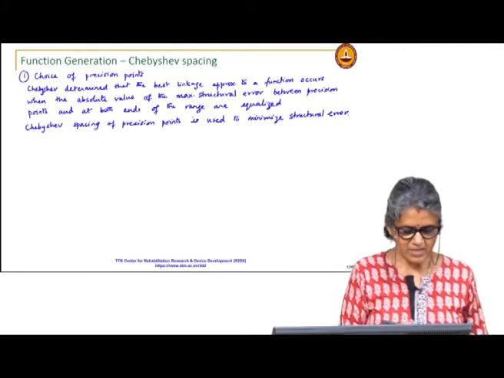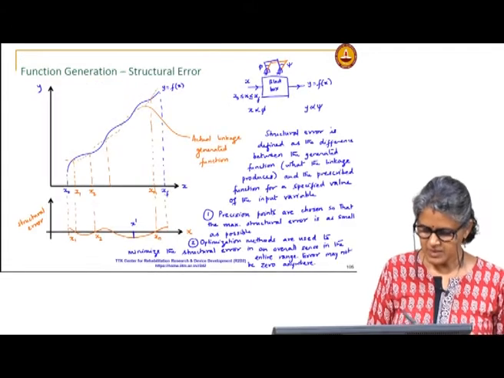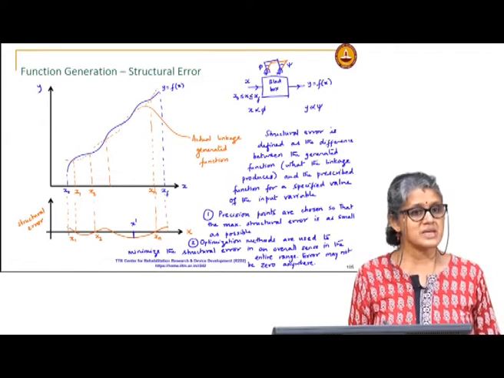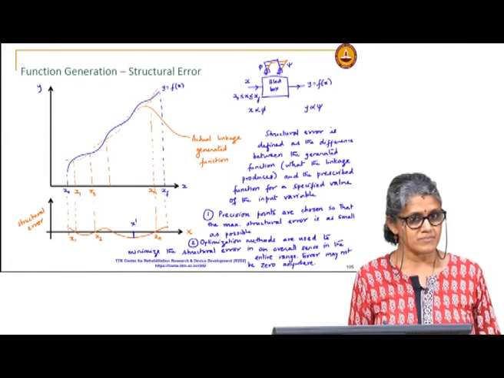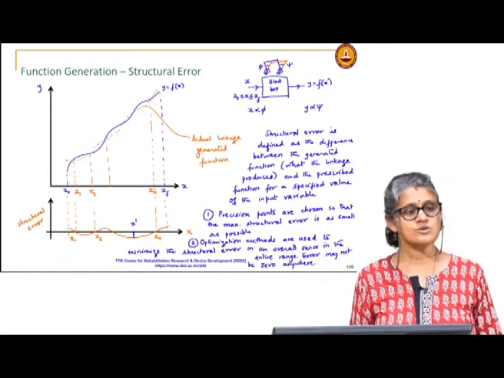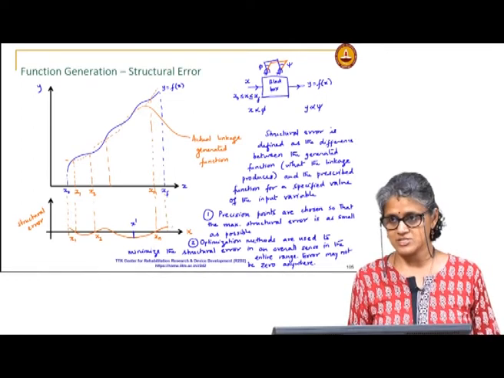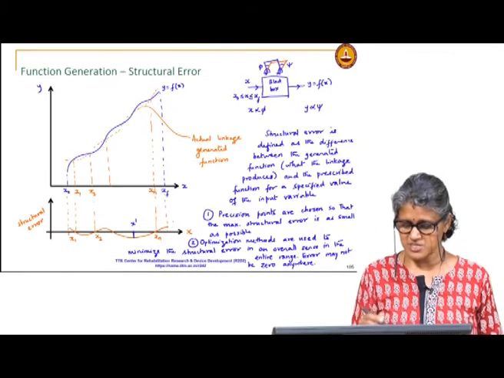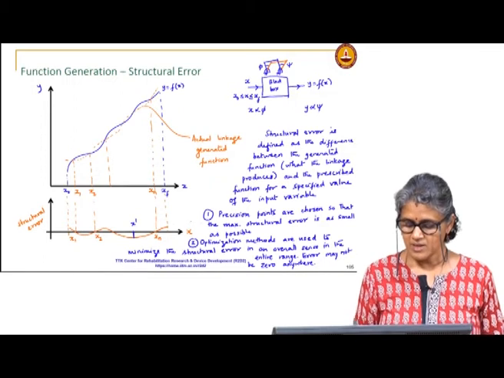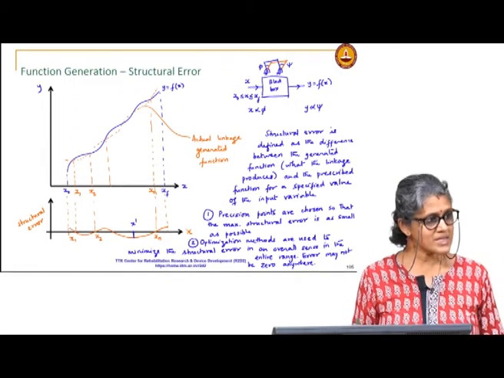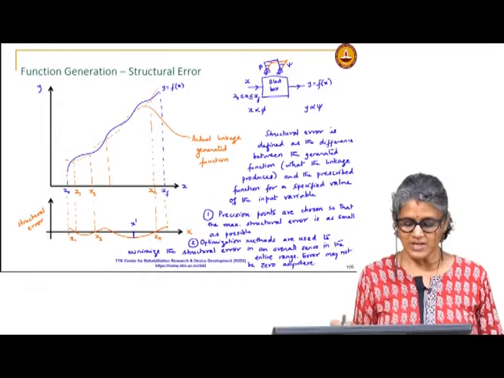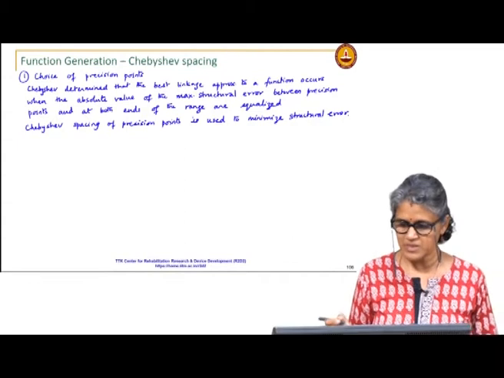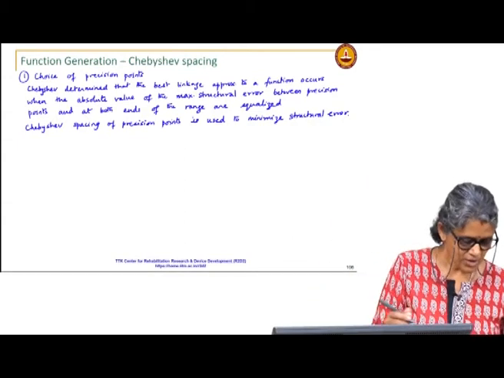So, you see here that the first precision point is not at the beginning of the range, and the last precision point is also not at the end of the range, okay, because according to Chebyshev's spacing, there is error at the ends of the range which is equalized with the maximum structural error between the points, okay.